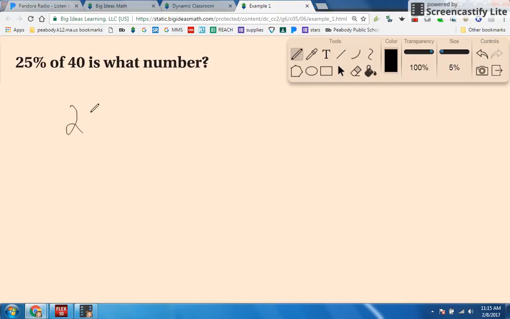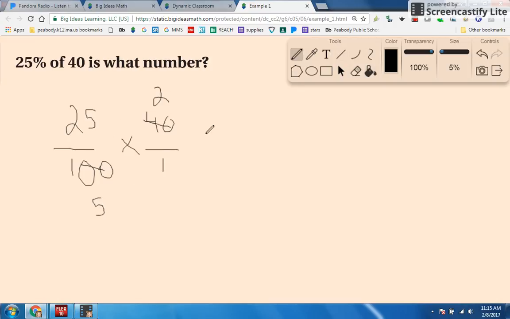So you're starting by writing 25% as a fraction, which, as we all know, to write it as a fraction, you write it over 100. Of means times. 40 is going to be written as a fraction as 40 over 1. Now we want to see if we can cross cancel. I could divide these numbers both by 20. So 40 divided by 20 is 2. 100 divided by 20 is 5. I can't do anything else, so I'm going to multiply across.